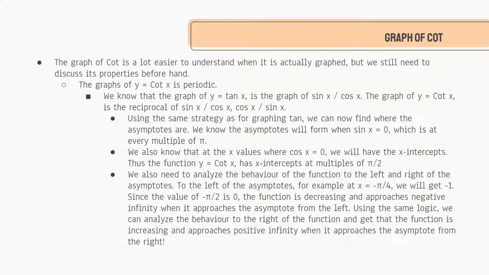Using this exact same logic, we could find the behavior of this graph to the right of the asymptote. So again, let's talk about x equals pi over 4. That will get us a value of 1. We know that pi over 2 is 0. So now we went from 0 to 1, which means we're increasing. Since we're increasing, we're going to increase all the way to positive infinity, and thus we have found out that from the right of the asymptote, the graph is increasing to positive infinity. Now we could safely graph our function.